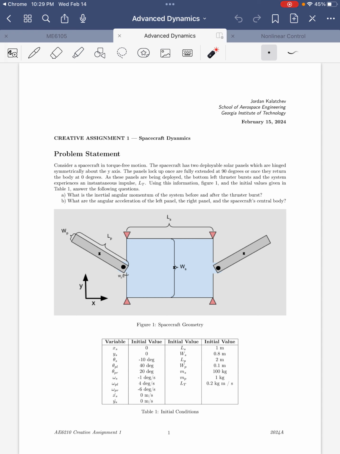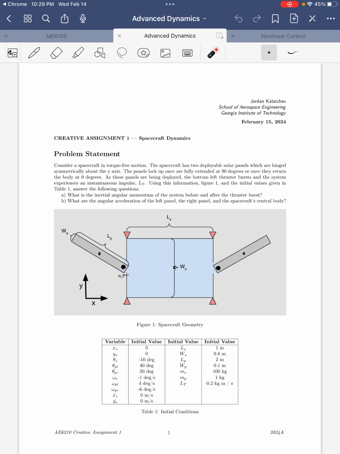So essentially, I have this spacecraft. It's in a torque-free environment, so generally angular momentum is conserved. It has two deployable solar panels on the left and the right. You can see they're symmetrical here, and those solar panels start in an upright, vertical position, and then they rotate down.